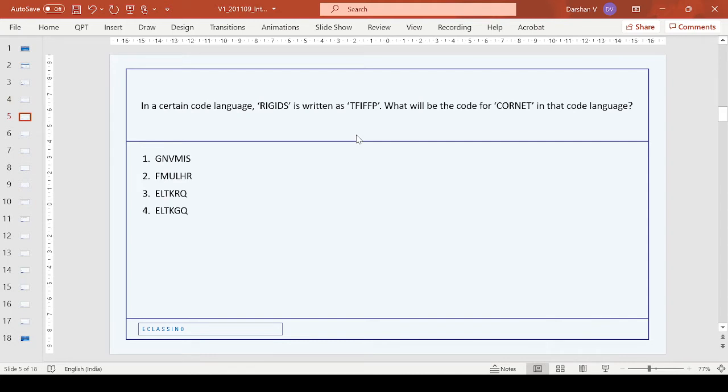Okay, let's come to the next question. We have the coded languages. We have Rigids, which is written as TFFIP, and TFIFFP. So we need to find the pattern which is joining these two sets. If we look at R and T, the next letter is S and T. So T is actually 2 positions after R.